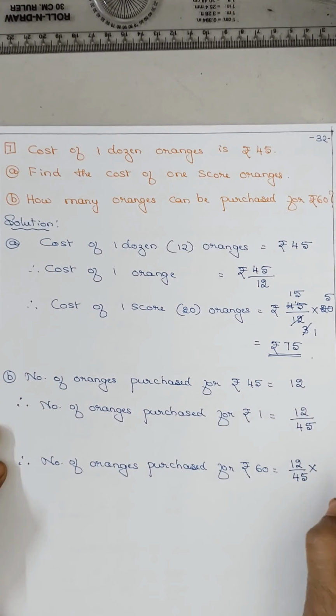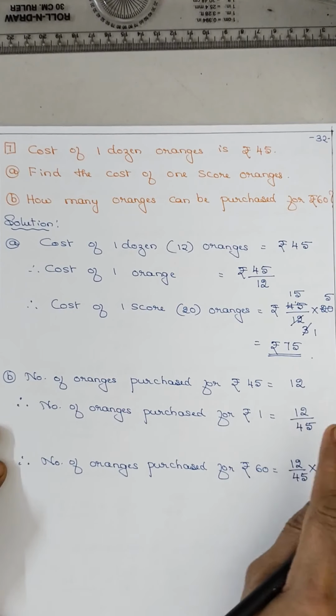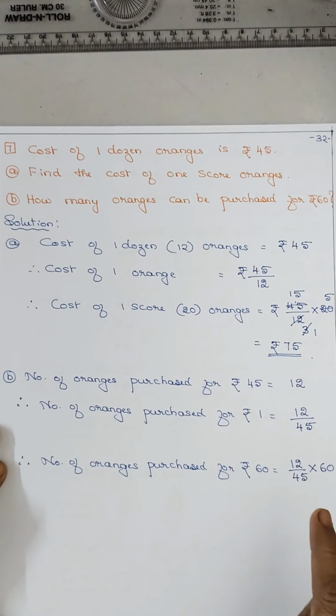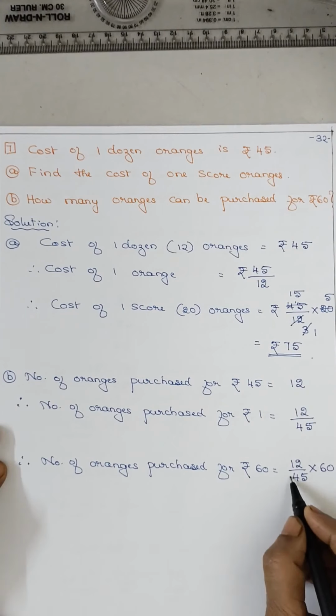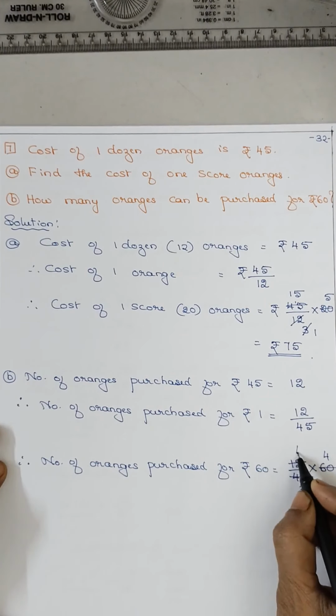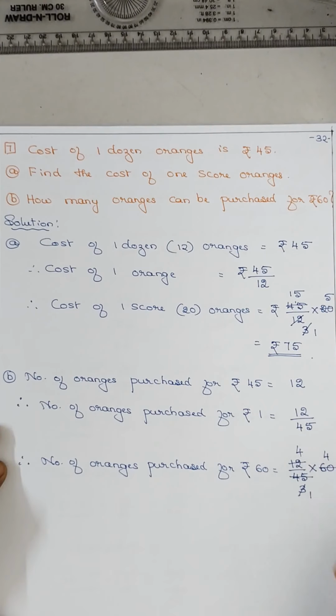into 60. So first step, 12 upon 45 division. Second step, 12 by 45 into 60. Now 45 and 60. 15 3s are 45. 15 4s are 60. 3 1s are 3. 4 4s are 16, it is 16 oranges. Hope you are confident of this sum.